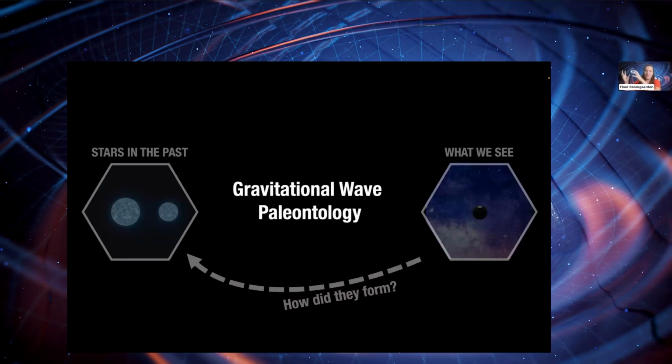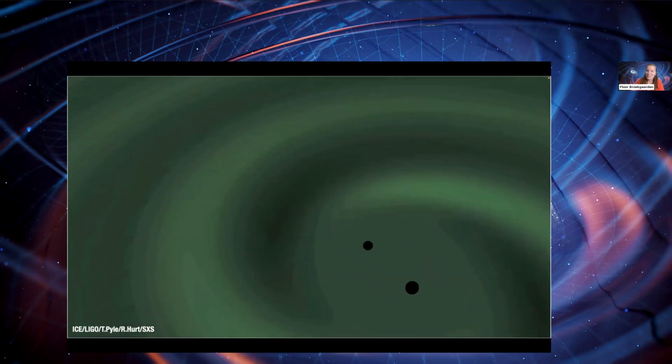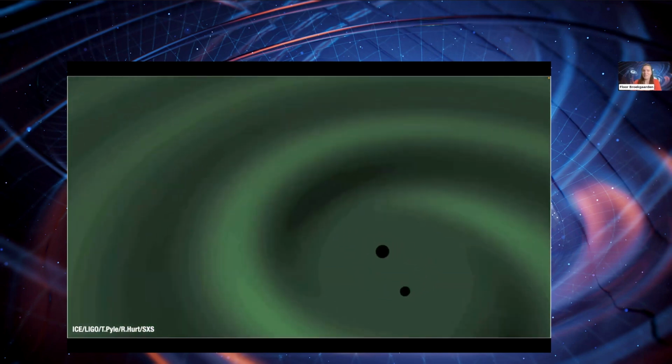Similar to how people use fossils to study dinosaurs, we want to use the fossils of massive stars, black holes, to study how these stars once formed, lived, and died. Okay, so just a quick recap: how do we detect these systems?